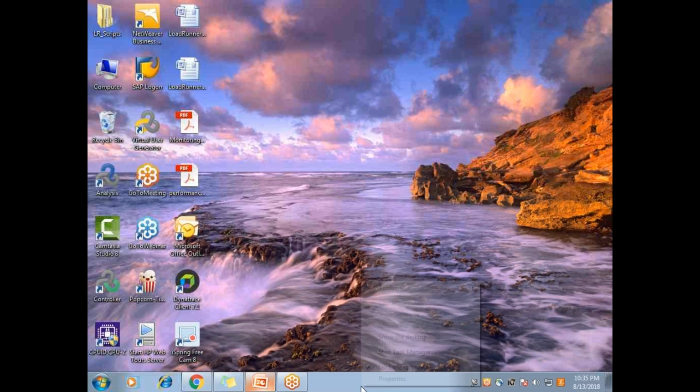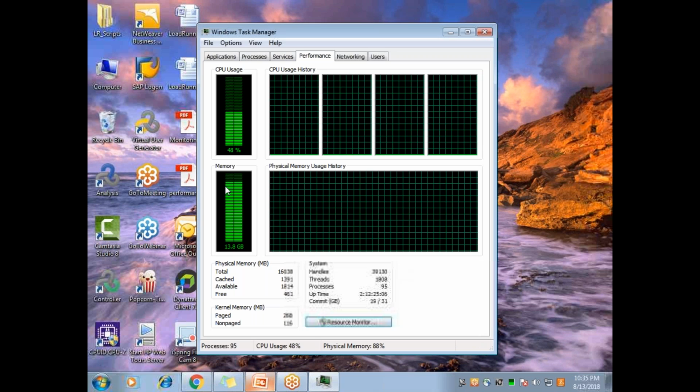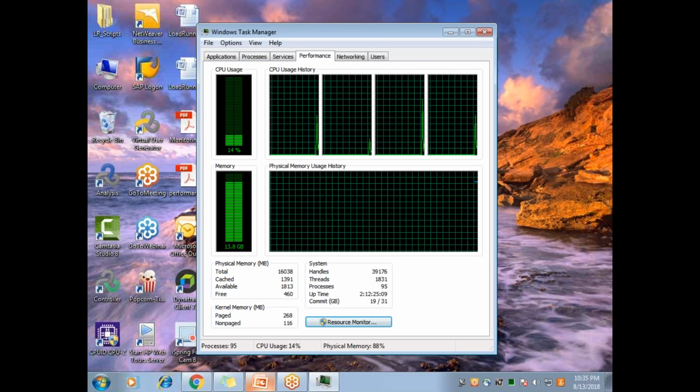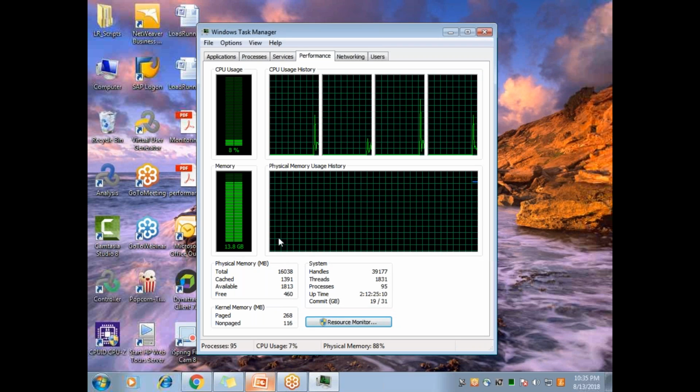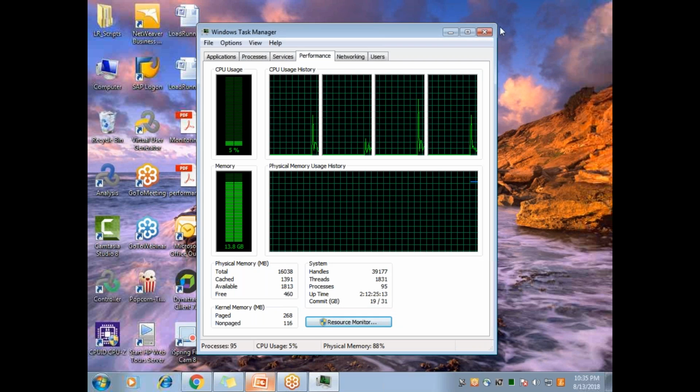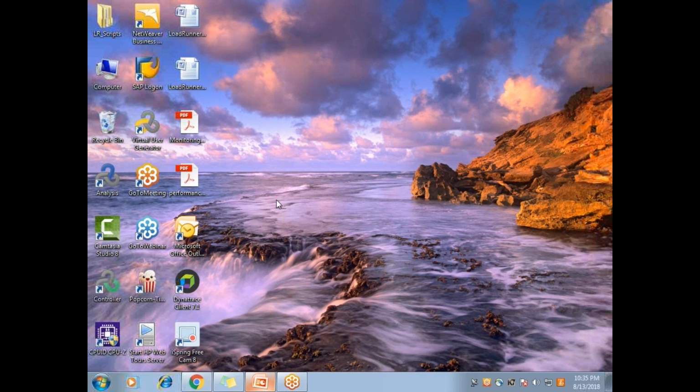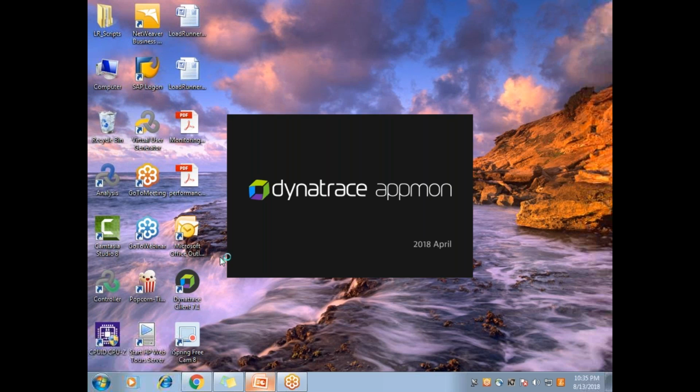Somehow my CPU, as you see, I now have 16 GB RAM running on it and 13.8 GB is used. That too, my Dynatrace is not started at all. So I don't know if Dynatrace will actually start or not.